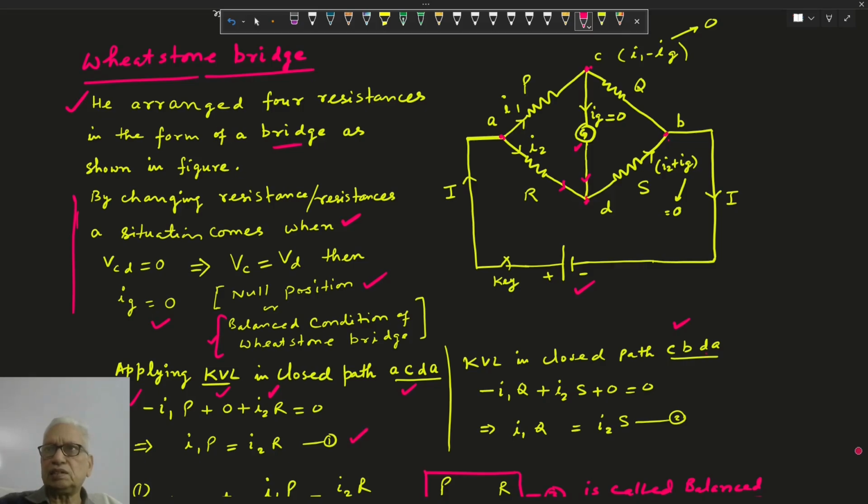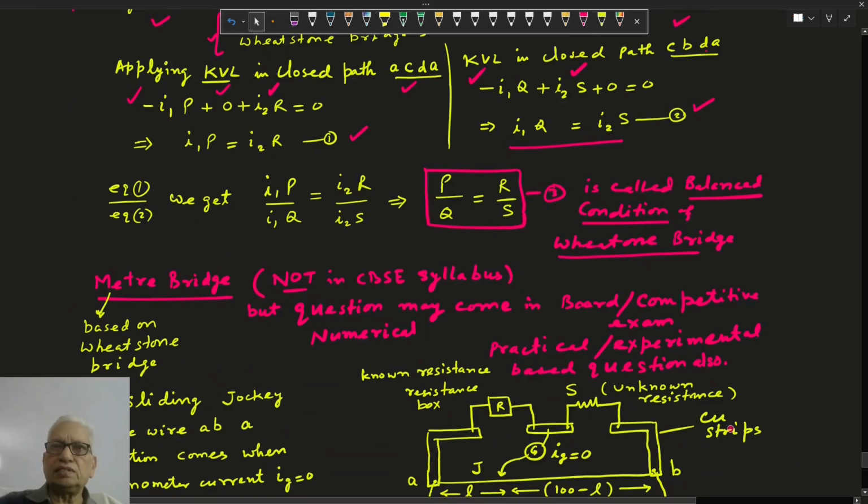Similarly, in this path C, B, D, Ig is 0, so here we write the voltage drop in the direction of current, I1 Q, that is a drop. Here Ig is 0, so I2 S in the opposite direction is a rise. It will give you I1 Q is equal to I2 S, given by equation 2. If we divide equation 1 by equation 2, we get I1 P upon I1 Q equals I2 R upon I2 S. I1 and I2 cancel, so we get the condition P by Q is equal to R by S. It is called the null condition or the balance condition of the bridge.